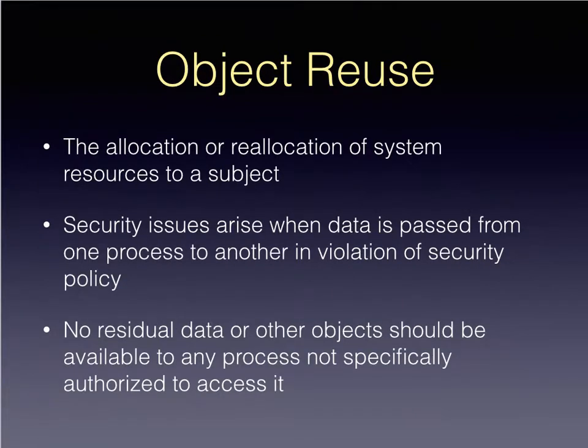Object reuse. We talked about this a little bit in the OWASP Top 10. It's when an object or resource is shared by different processes, and nothing should be shared or passed from one process to another. No area of memory should be shared unless all relevant processes, or all processes accessing those resources, are authenticated and authorized.